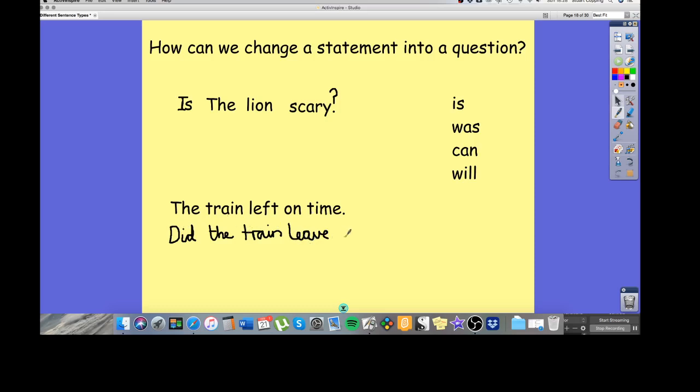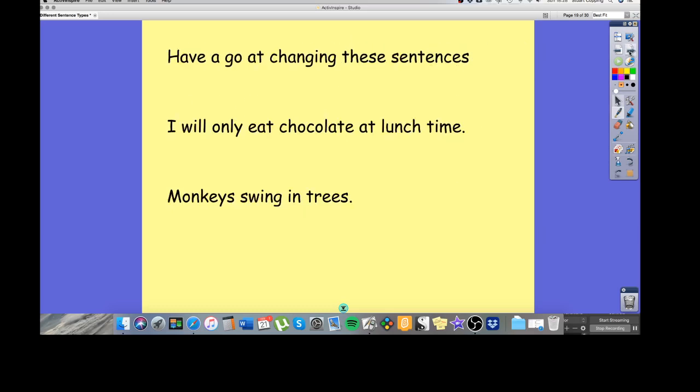Did the train leave on time? What comes at the end of a question? A question mark. So here we've added the word did and changed left to leave. Now you can do either of these things to change your statement to a question.